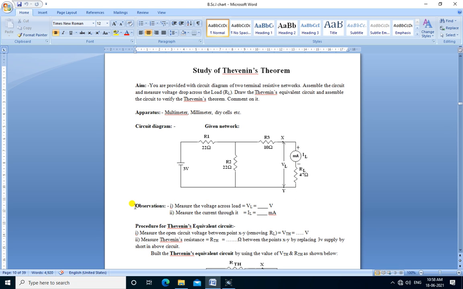We have to measure two observations here. Observation 1 is to measure the voltage across the load, that is VL. We measure the voltage across these 2 points X and Y, that is VL, using the voltmeter. The second one is to measure the current through it, that is IL. We measure the current through the load resistor, that is IL, using this milliammeter. So we connect this circuit and observe the readings.